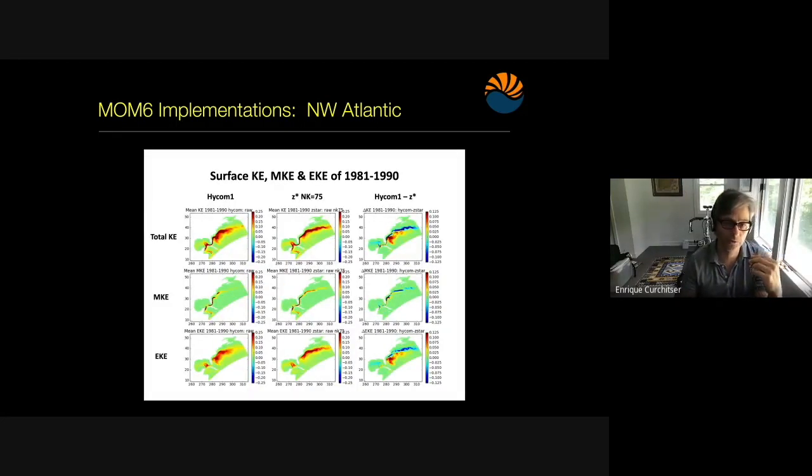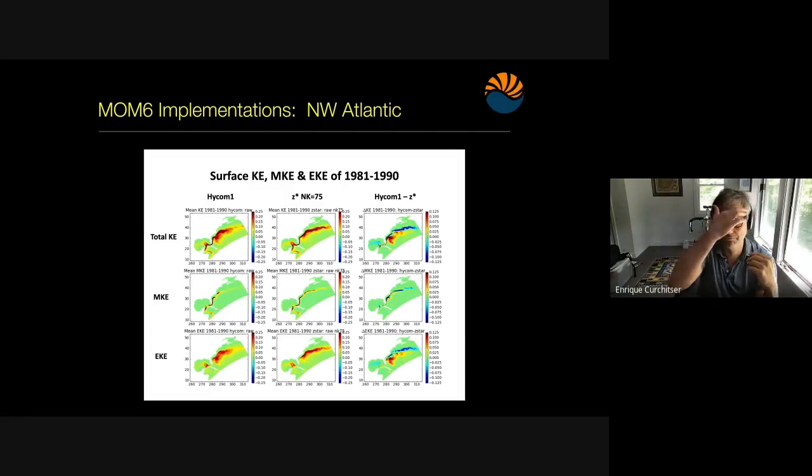We are beginning to try to quantify what the difference is. We have to develop an intuition as to what, for any particular domain or region, would be a good vertical coordinate implementation. And we really don't have a sense a priori of what that might be.